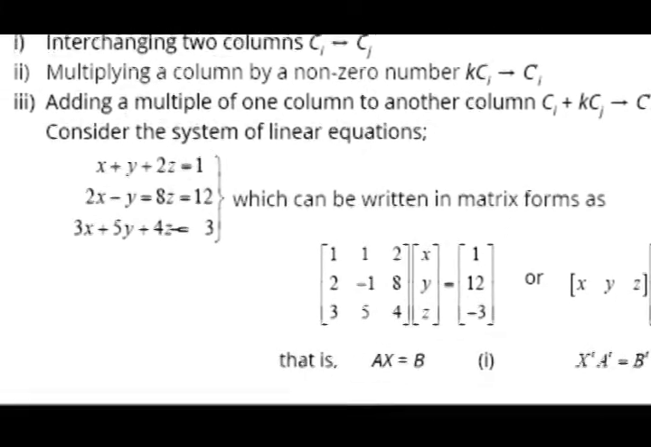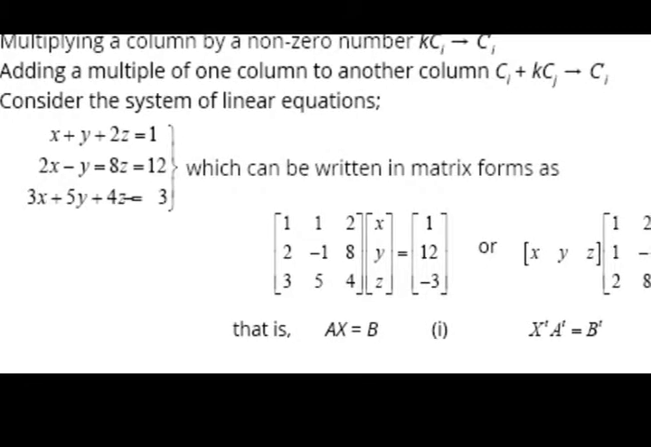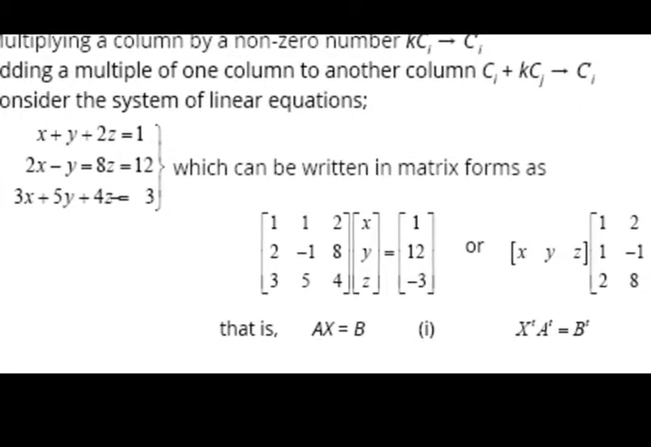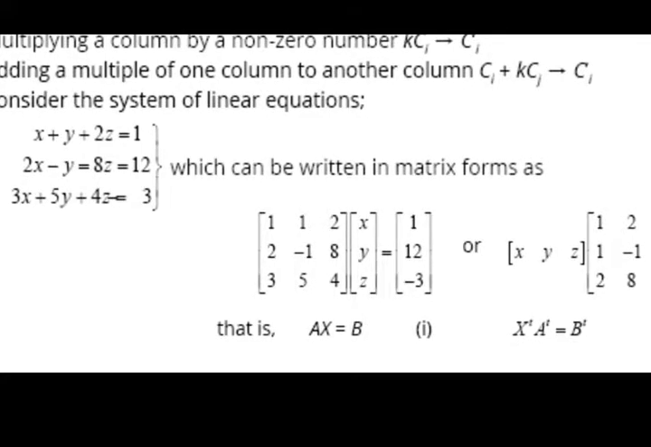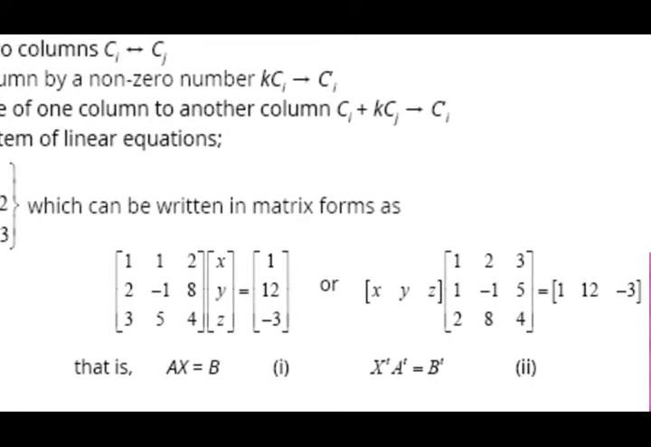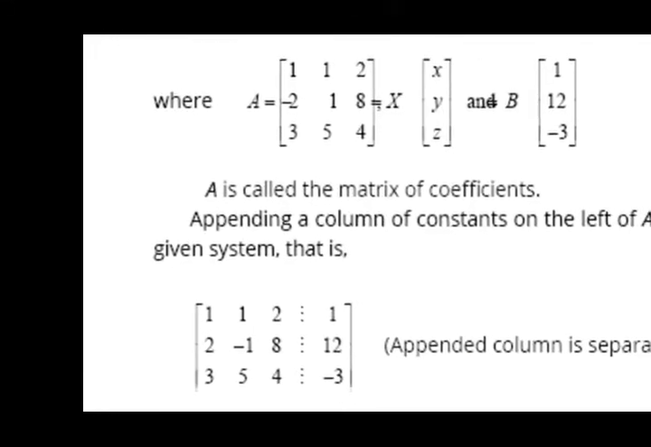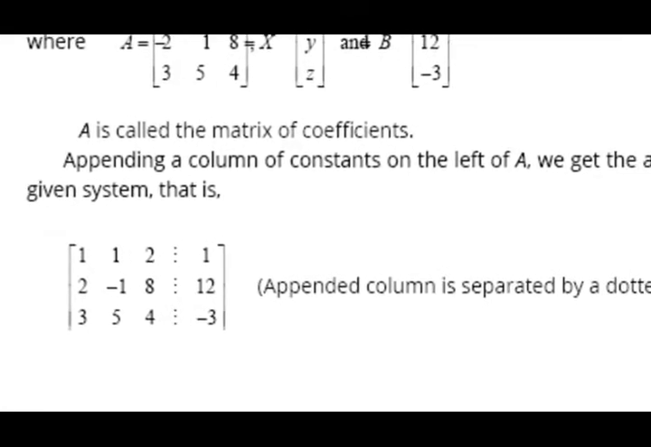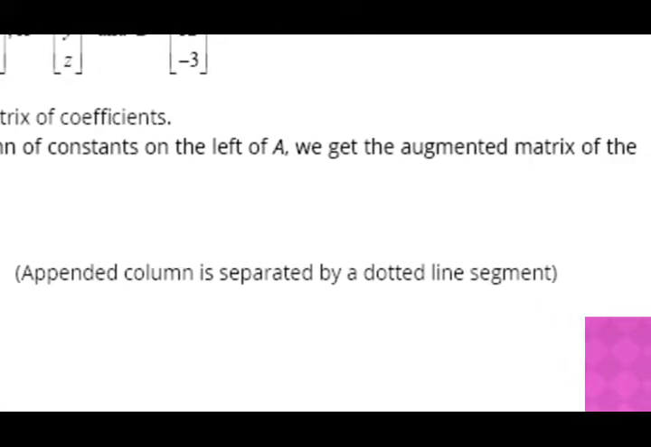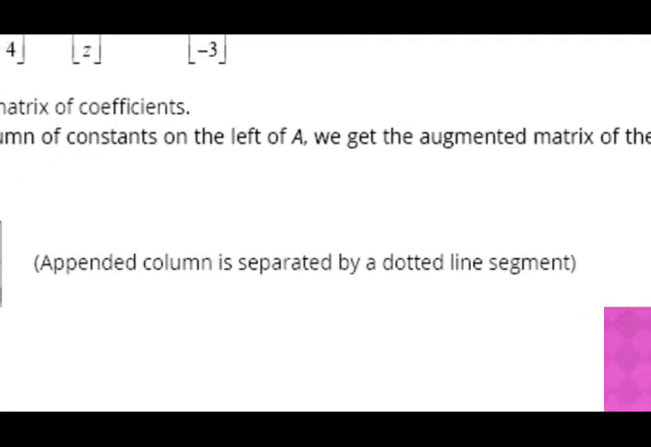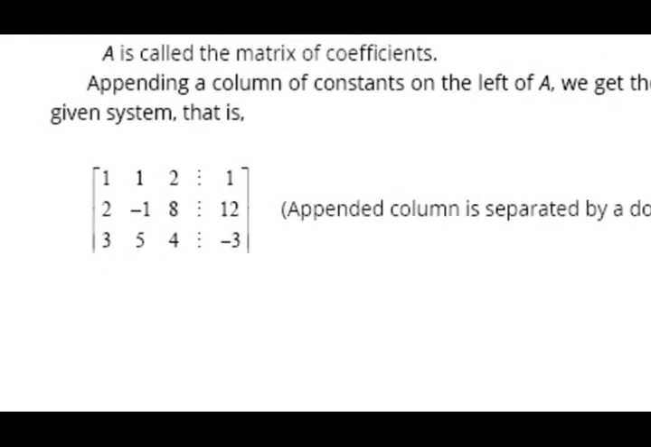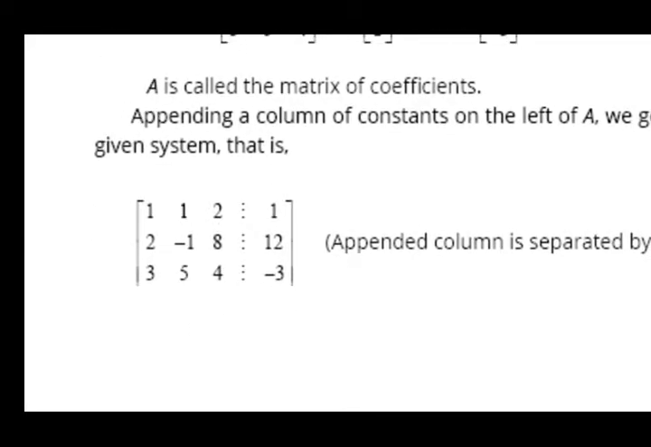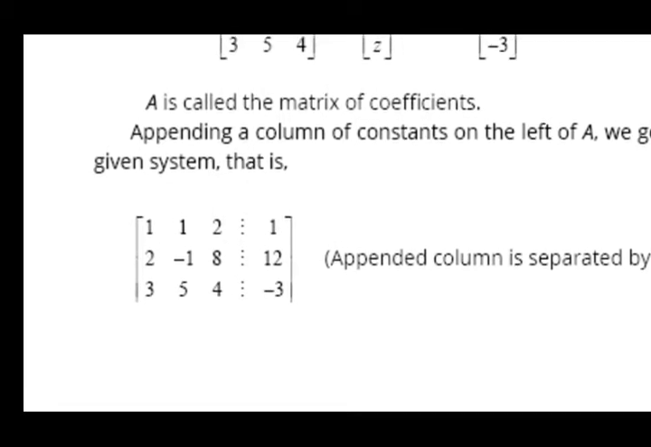Now we have a system of linear equations, we convert it into matrix form, and we name them A, X and B. Also we can write it like that. A is called the matrix of coefficients. Appending a column of constants to A, we get the augmented matrix. When we write a column inside a matrix A, this matrix is called the augmented matrix. Like that, here is A and we write a column inside A, and this matrix is called the augmented matrix.